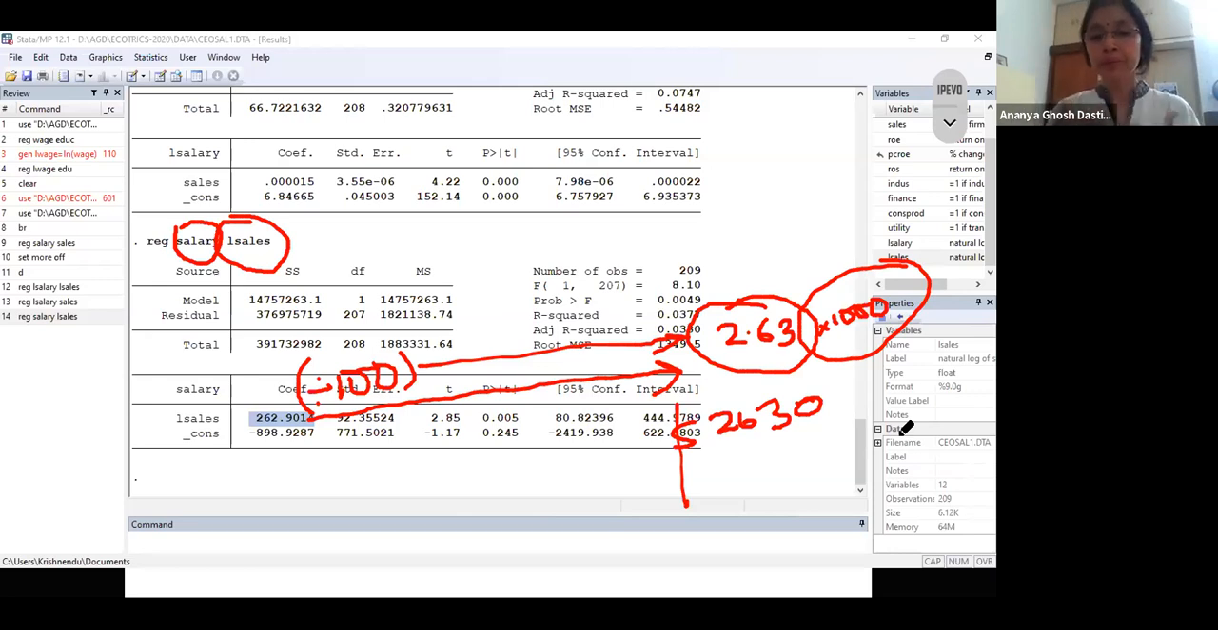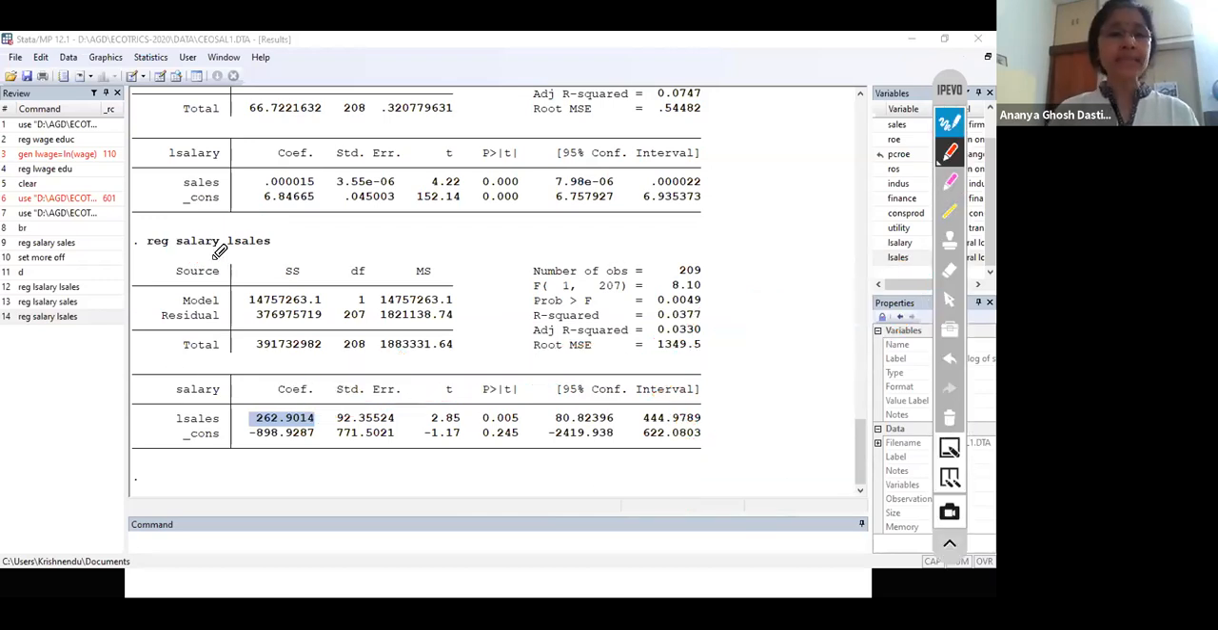I'll give you an example of what I mean. Here, in the example that I have just talked about, my salary was in $1,000 and sales was in logarithmic form. Then I have shown you some other examples.